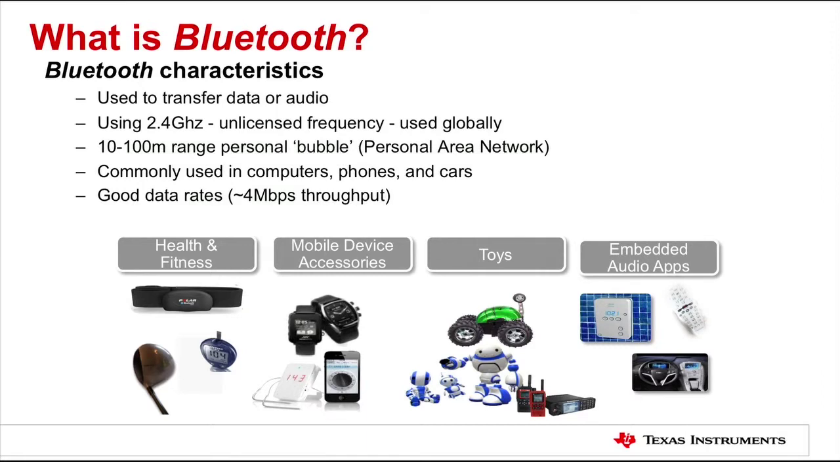And then it's commonly used. So most of the cell phones, smartphones out there today, a lot of the computers, laptops also have Bluetooth. You're also seeing it a lot in the automotive space coming into the cars and things like that. And then the data rates for Bluetooth are pretty good. You're seeing up to 3 to 4 megabits per second throughput perspective.